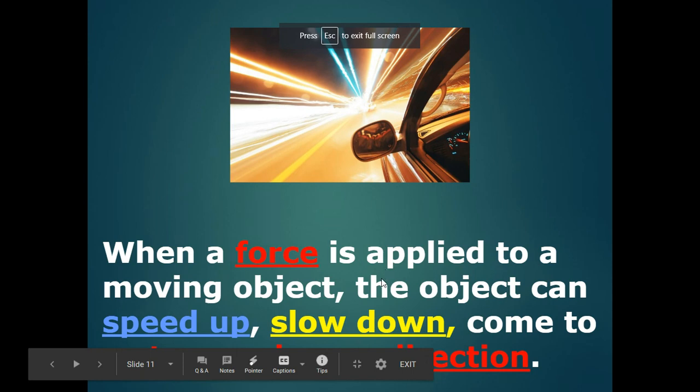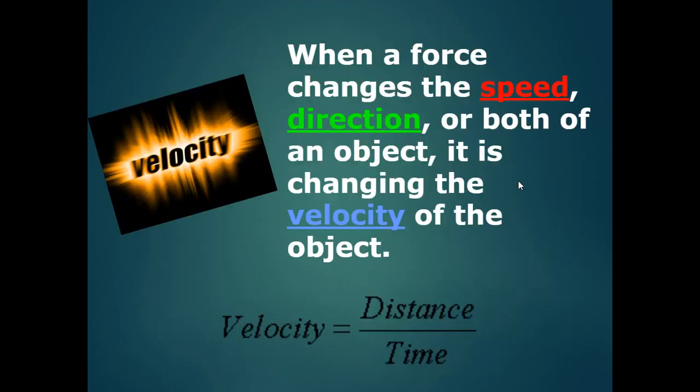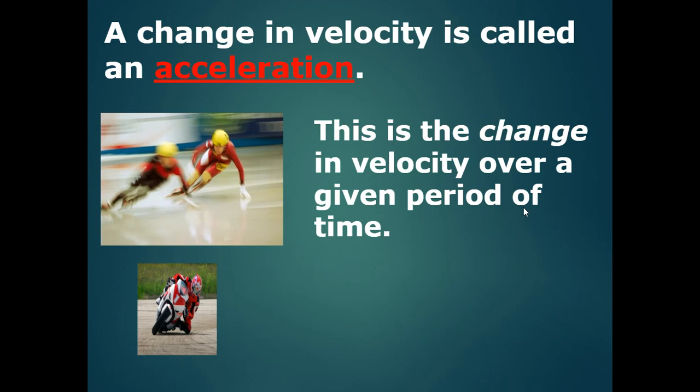When force is applied to a moving object, the object can speed up, slow down, or come to a stop or change direction. When a force changes the speed, direction, or both of an object, it's changing the velocity of the object. Velocity is distance divided by time with direction. A change in velocity is called acceleration. This is the change in velocity over a given period of time.